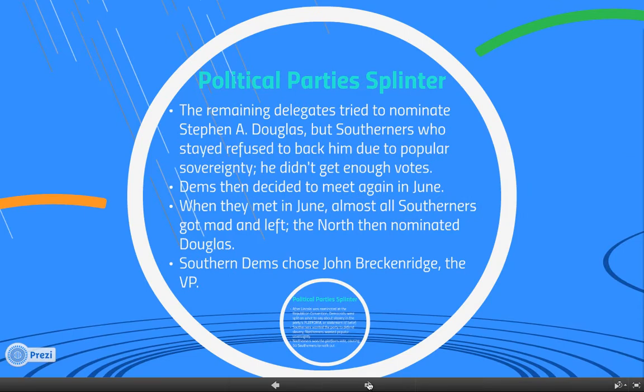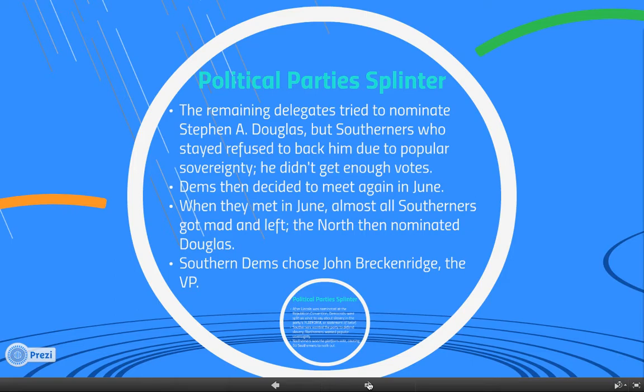Now, the remaining delegates tried to nominate a presidential candidate, Stephen A. Douglas from Illinois, who we've talked about before. He was a leading contender, but the Southerners who stayed refused to back him because of his support for popular sovereignty. Douglas could not win enough votes to gain the nomination. Finally, the Democrats gave up and decided to meet again in Baltimore in June to choose a candidate.